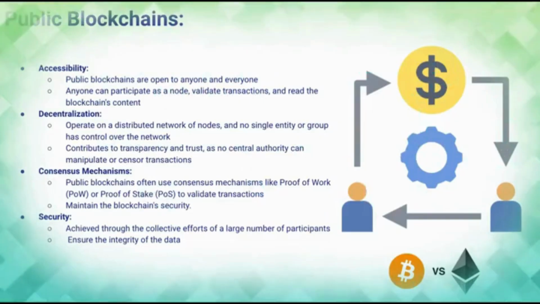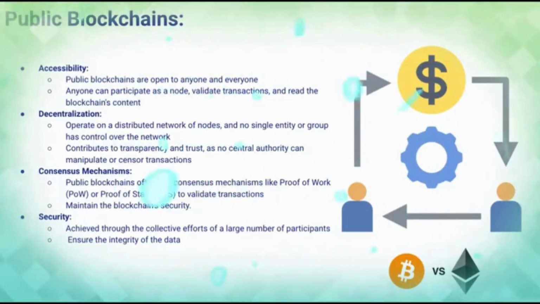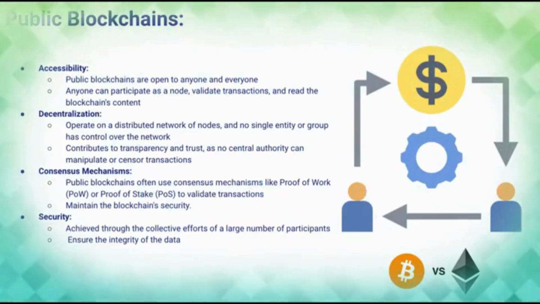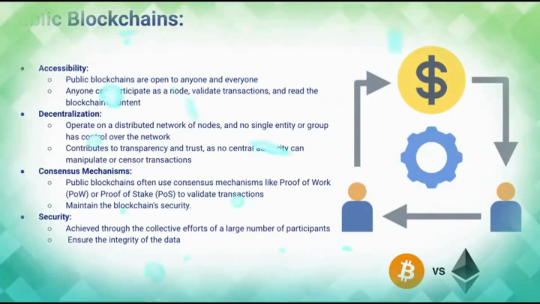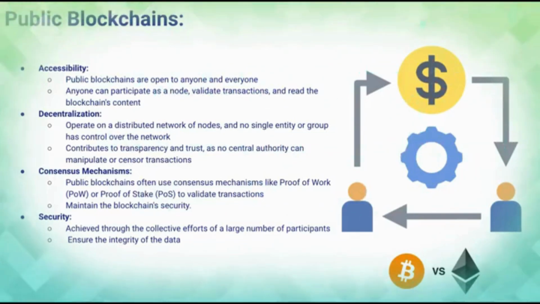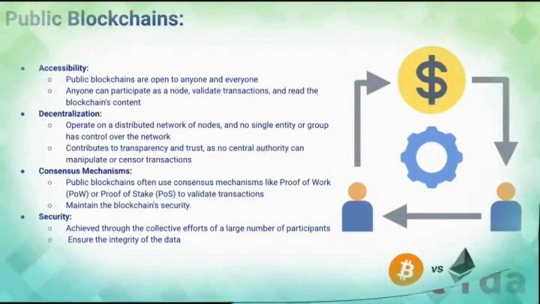Number 3, consensus mechanism. Public blockchains often use consensus mechanisms like proof of work or proof of stake to validate transactions and maintain the blockchain's security. These mechanisms require participants to contribute resources or stake cryptocurrency as collateral. Number 4, security. The security of the blockchain is achieved through the collective efforts of a large number of participants. The distributed nature of the network and cryptographic techniques ensure the integrity of the data. Some examples of public blockchains are Bitcoin, which is the first and most well-known public blockchain used for peer-to-peer digital transactions. Ethereum is another public blockchain platform that supports smart contracts and decentralized applications.